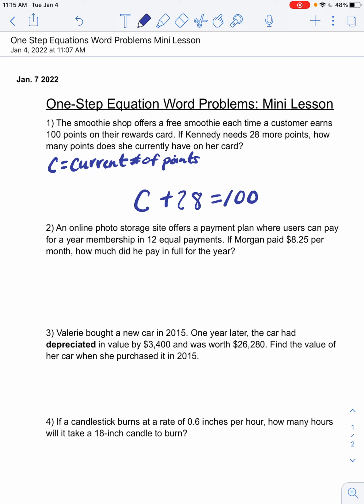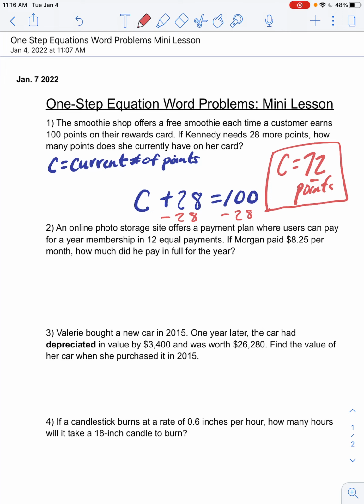So we have that here with C plus 28 equals 100, and then to solve that, you would need to do the same thing to both sides, which would be to undo the plus 28 with minus 28. And if you subtract 28 from both sides, and you'll have a calculator, so double check yourself, C is going to equal 72. So she currently has 72 points on her card, and then when she gets her extra 28, she'll have 100 points total.